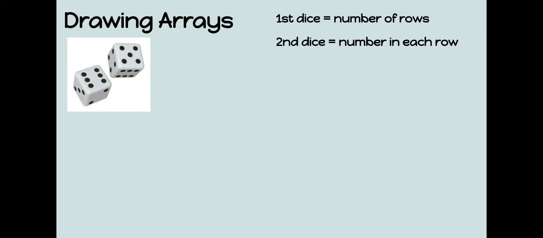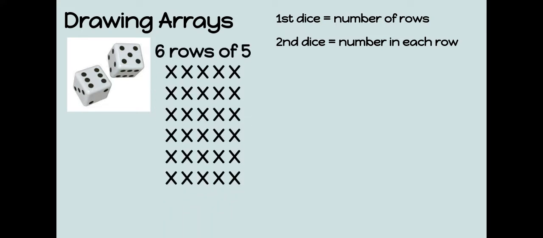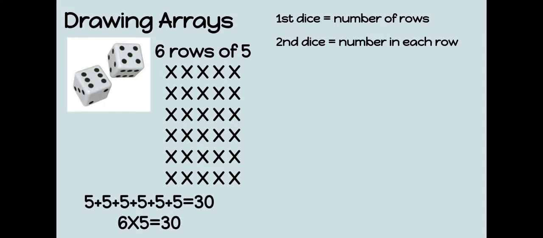So the first dice is going to tell us the number of rows that we're going to make in our array, and the second dice is going to tell us the number in each row. So for this one, we have 6 rows of 5 because we rolled a 6 first, and there are 5 in each row. And then we would write a number sentence that looks like this: 5 plus 5 plus 5 plus 5 plus 5 plus 5 equals 30, or 6 times 5 equals 30.